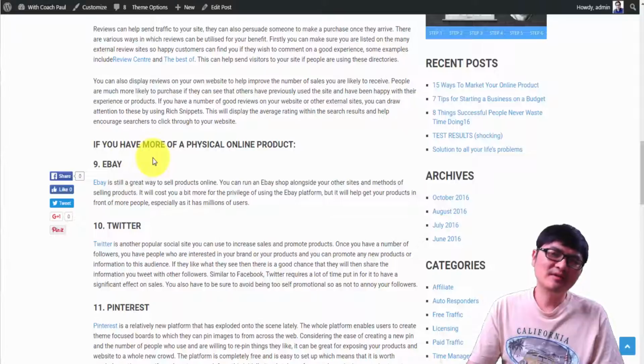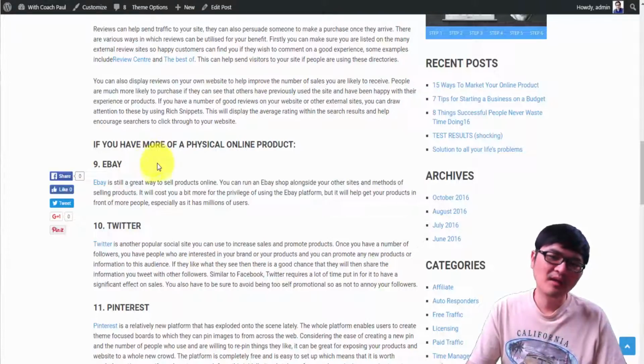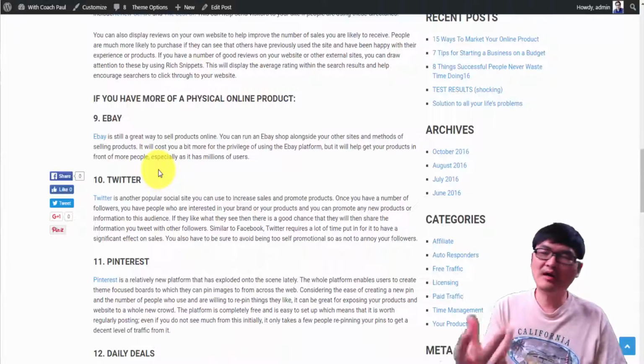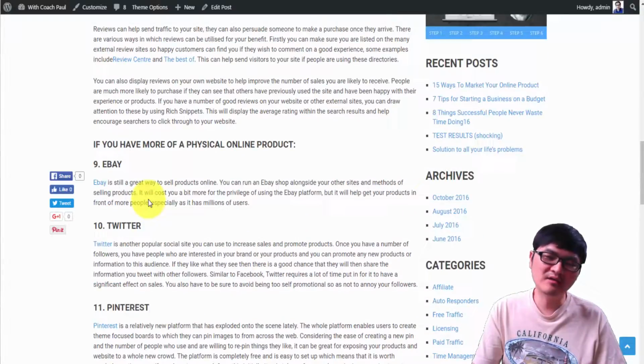And if you have less of an information product like an ebook, something you can deliver through email, and instead you have a physical product, it doesn't have to be that physical. Even on eBay, you can still sell non-physical products. But I'm just saying that if you have some physical products, a CD, maybe a physical book, you might be able to go through eBay.